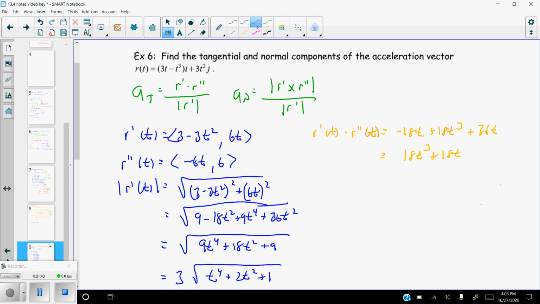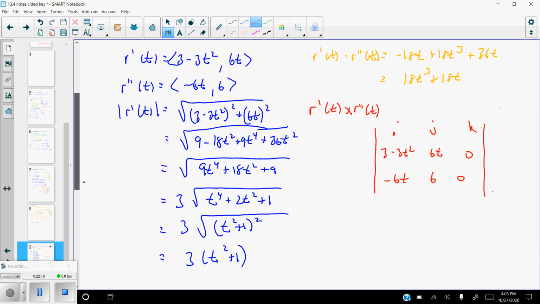And then we're going to need the cross product. This one will be a little bit longer, but not horrible, I hope. So let's see, we're going to have i, j, k. So we're going to have 3 minus 3t squared, 6t, and because we have to make it three-dimensional, the k components are all 0 in this case. Then we're going to have negative 6t, 6, 0. So let's see what this cross product is going to give us.